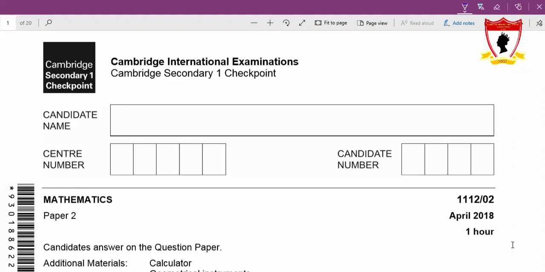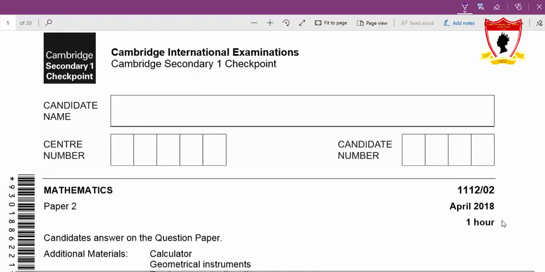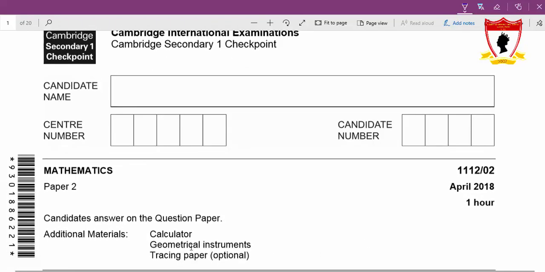Mr. Muhammed is here. In this tutorial, we're going to solve a checkpoint past paper from cover to cover. Obviously, this is April 2018, paper 2, and in this paper, calculator is allowed. So we're going to use the calculator to the best we can.